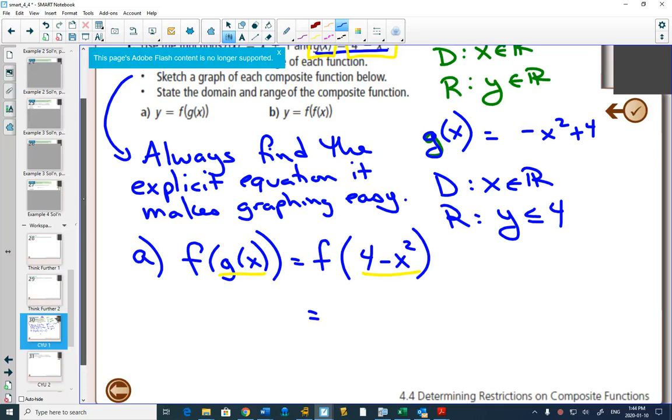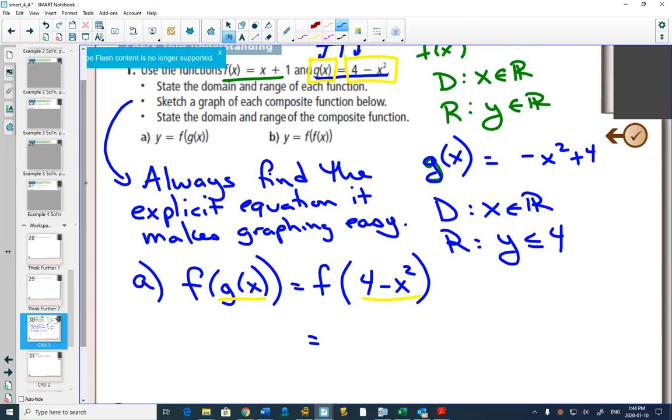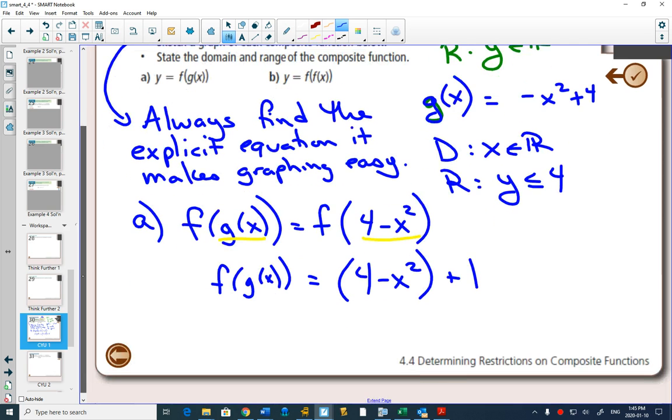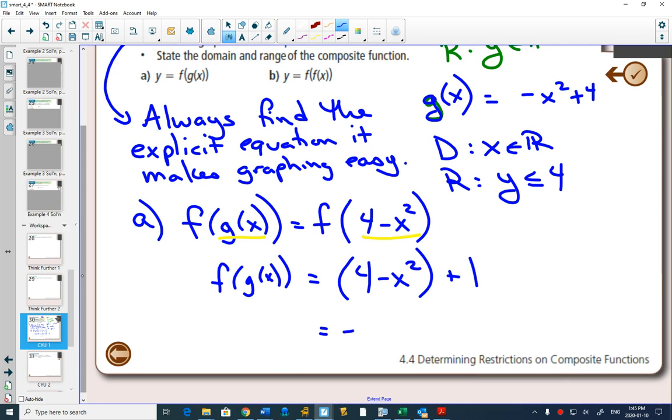What is that going to do? Well, what does f do? Whatever you plug into f, you take it and you add 1. So what am I going to have? I'm going to have 4 minus x squared, and I'm going to add 1. This is going to be our explicit equation for f of g of x. Does it simplify? Yes. Can you see that I could rearrange this as negative x squared plus 5?